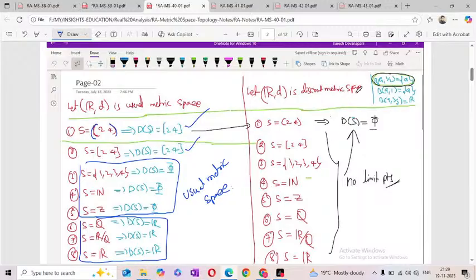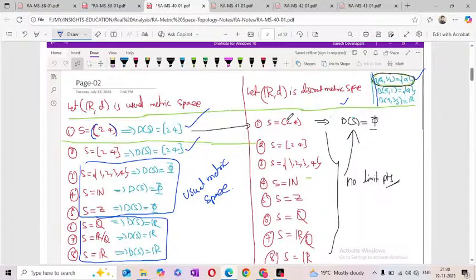Before going to the discrete metric, observe here. The ball B(a, 1/2), where a is the point and 1/2 is the radius, is always a single-element set. The ball B(a, 1) is also always a single-element set. And the ball B(a, 3/2) is all of R, because this is the discrete metric. That means if the radius is at most 1, it is a single-element set, and if it is greater than 1, it is the entire set. Now I'm taking S equal to the open interval (2, 4). What is the derived set of this?